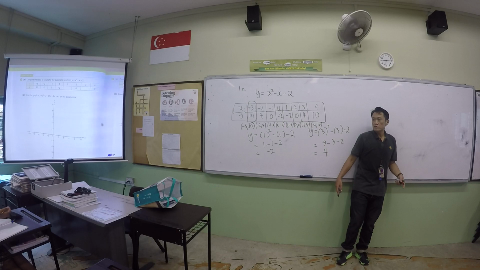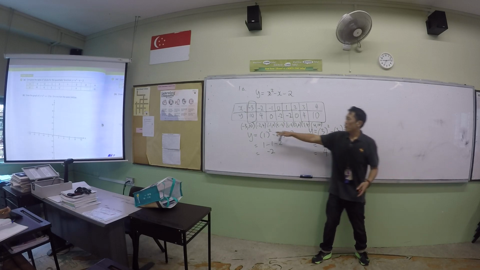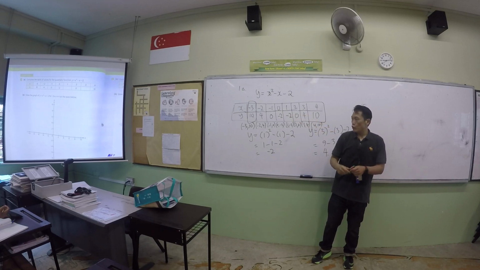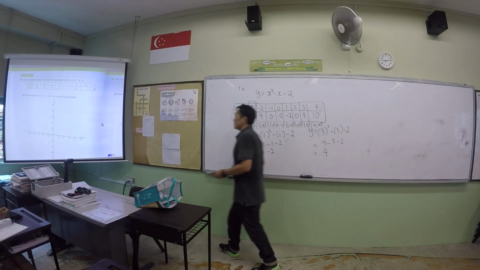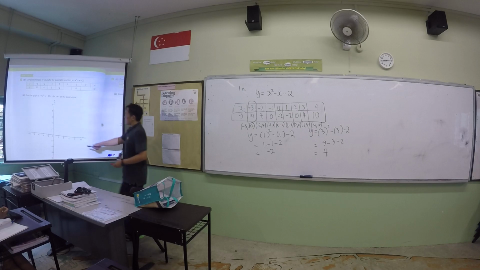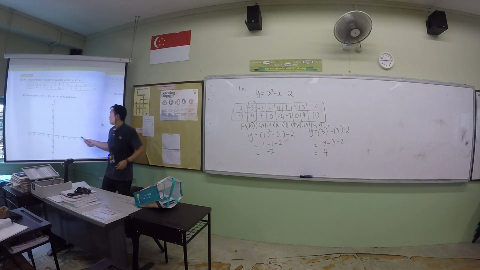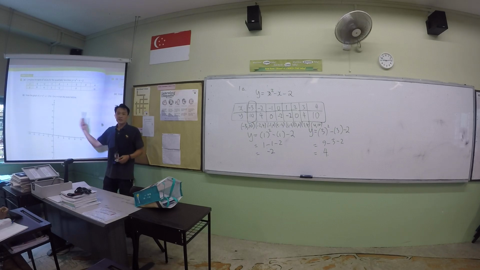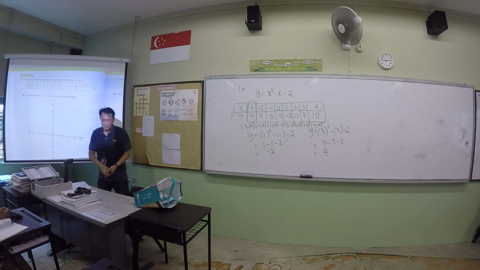Yes. Okay, so now you have these 10 points. Your job is to plot them onto the graph. They already help you draw the axis. Your x-axis, your y-axis. X is horizontal, y is vertical.